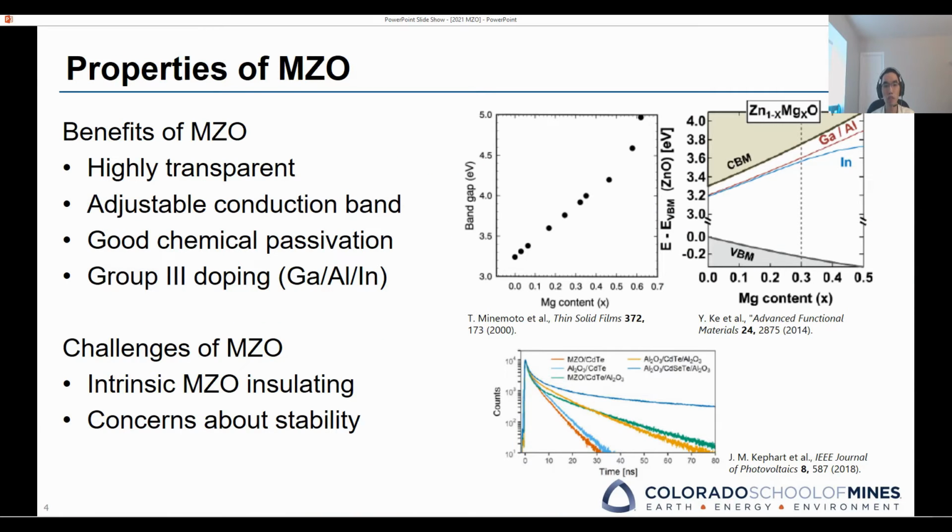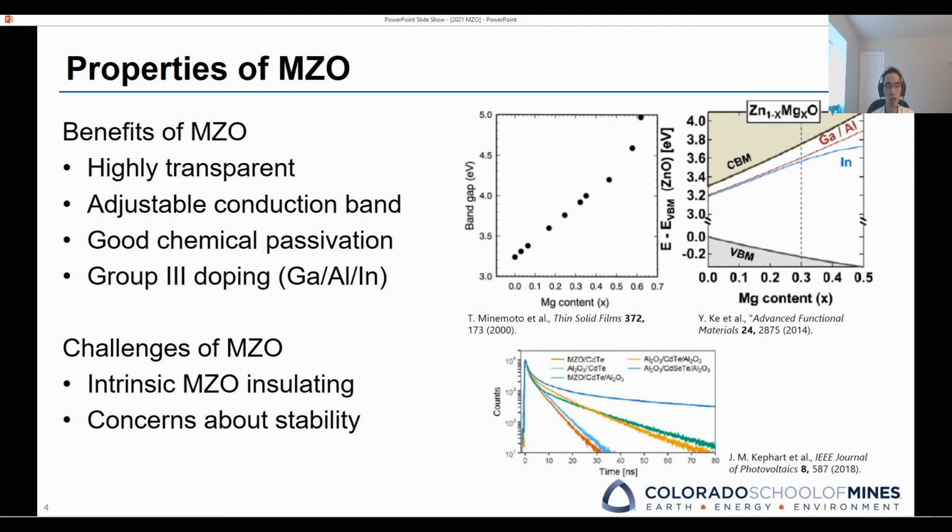So why do we use MZO? MZO has a couple benefits that include its transparency, and the conduction band and bandgap of MZO can be adjusted by the magnesium content. If we increase the magnesium content, we increase the bandgap and the conduction band of MZO. It also forms a good chemical passivation in cattail absorbers that have a high carrier lifetime. It is possible to dope with group 3 elements, for example, as we discussed before, using gallium.